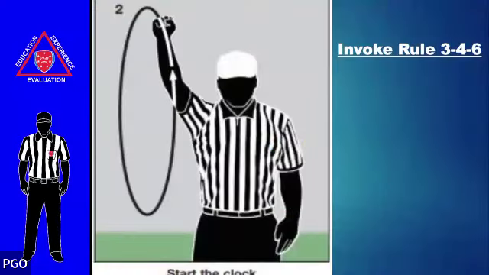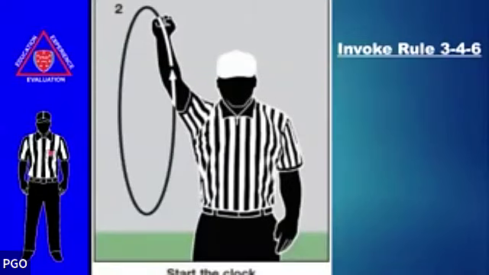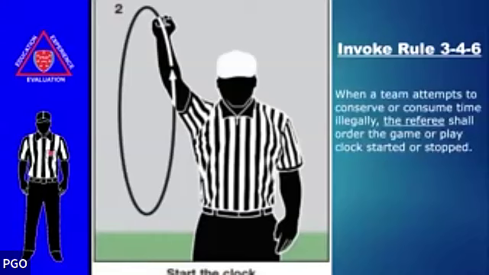Now, 3-4-6 is a very unique rule. It gives the referee authority. So when a team attempts to conserve or consume time illegally, the referee shall order the game or play clock to start or stop. So I've done it before.